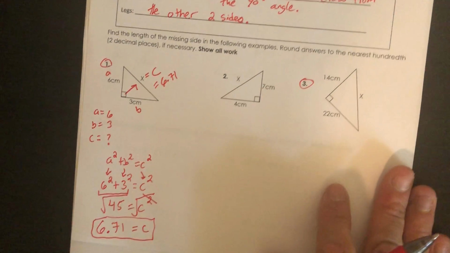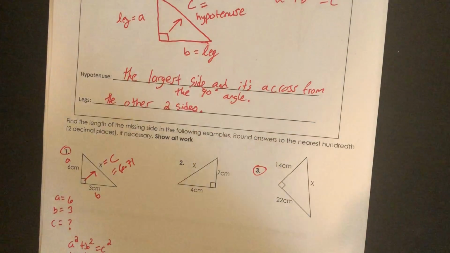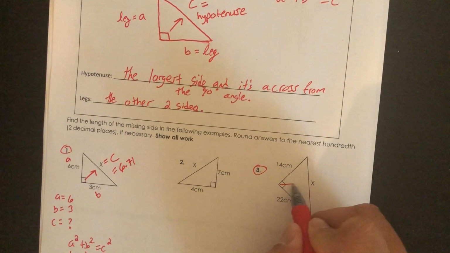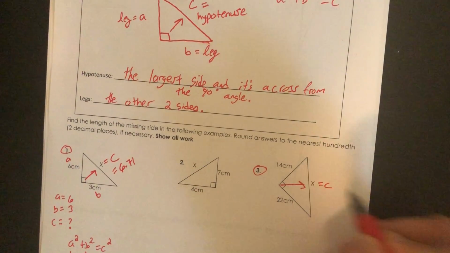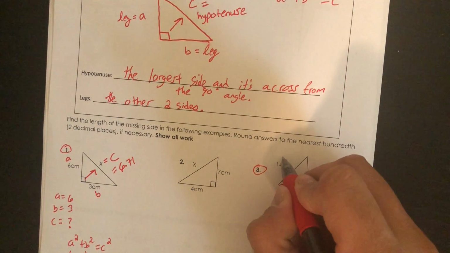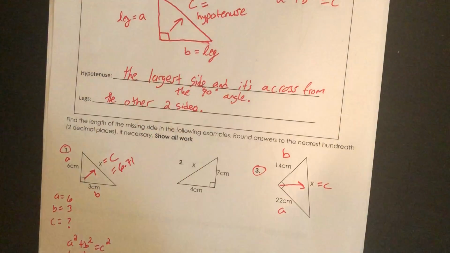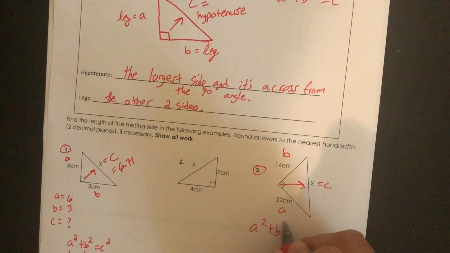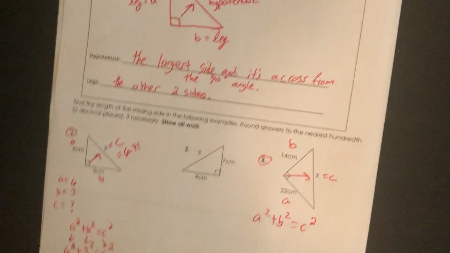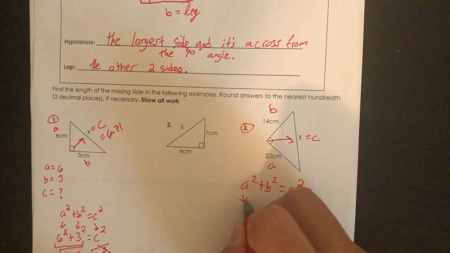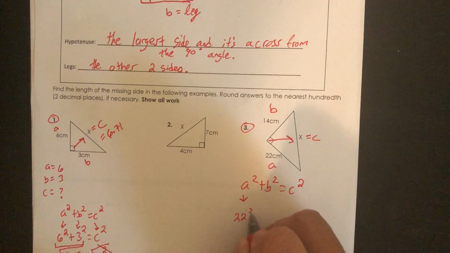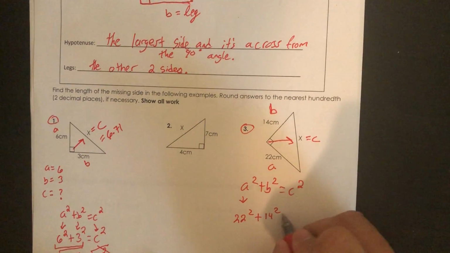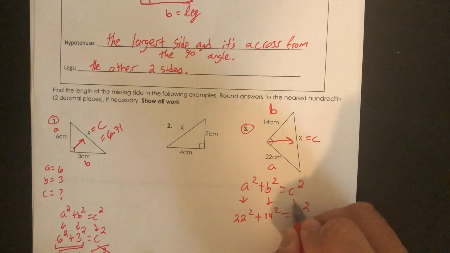Okay, so let's go ahead and do number 3. Same thing, find the missing side. So start out with the letter C. The hypotenuse is across from the 90-degree angle, so that's your letter C. The other sides could be A and B. Doesn't matter which one is A and which one is B. So using my theorem, A squared plus B squared equals C squared, I'm going to plug in those values. So 22 squared plus 14 squared equals C squared.